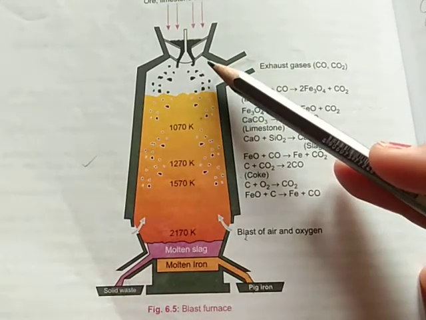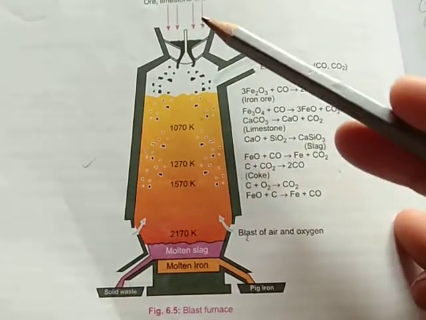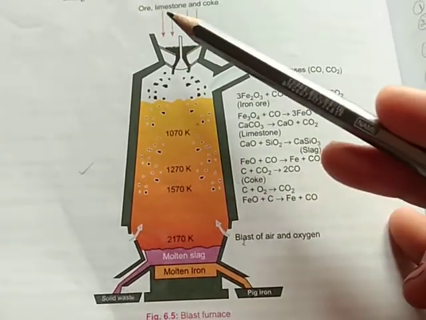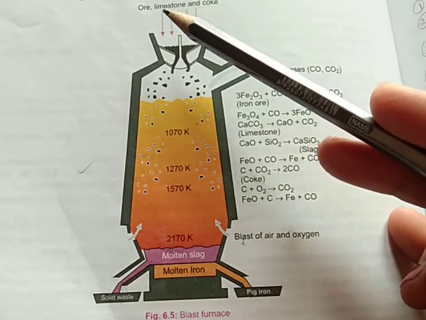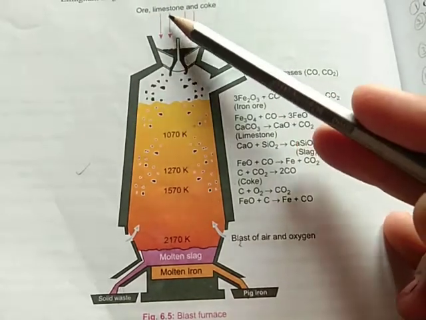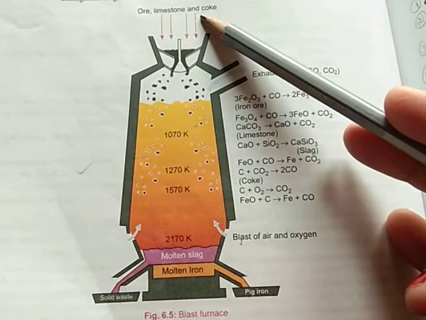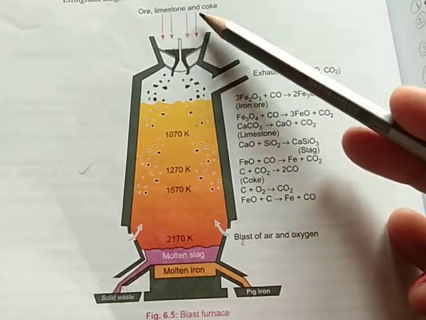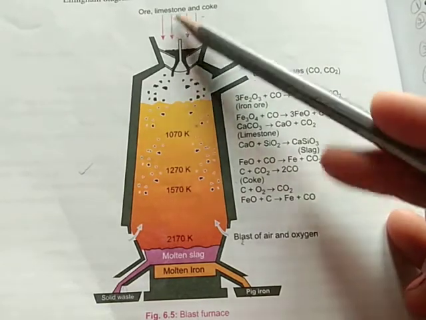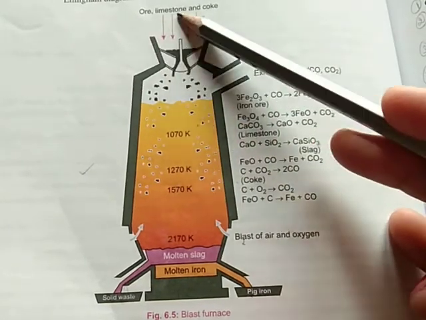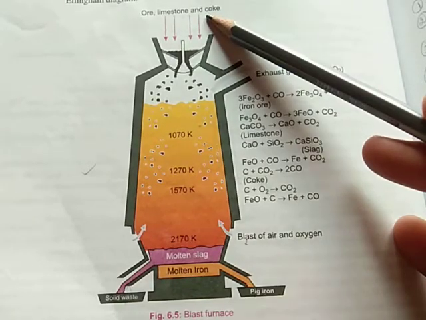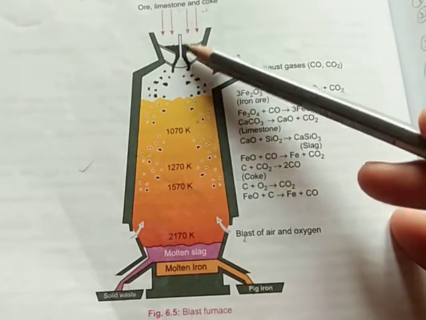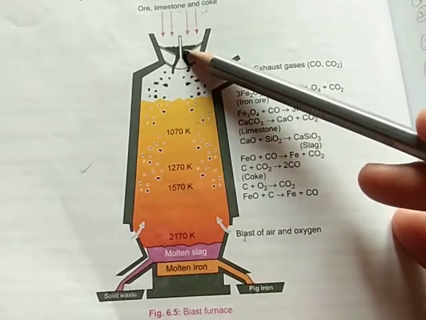In this diagram, first of all, we take the calcined ore plus limestone plus coke. These are mixed in the ratio of 8:4:1, and the charge is fed into the furnace through the cup and cone arrangement, here.